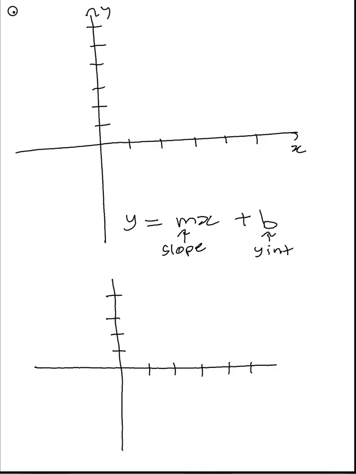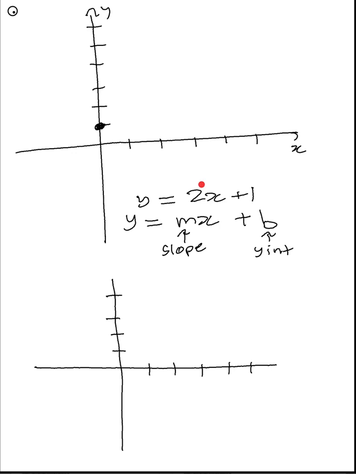So let's just try an example. Let's say y is equal to 2x plus 1. What the y-intercept is, it's 1. So it means that at x equals 0, y is equal to 1, since it hits the y-intercept there.